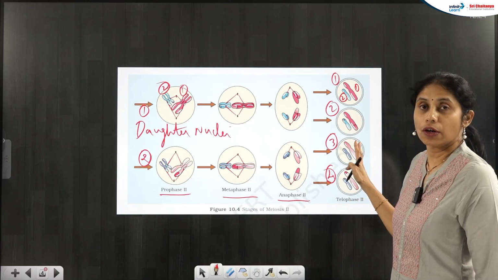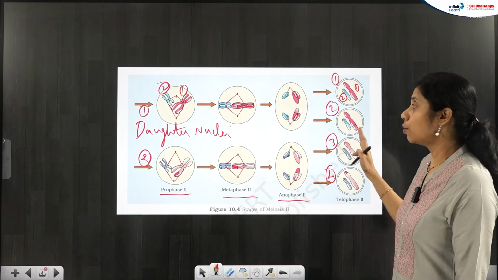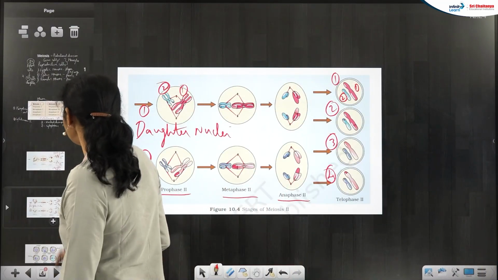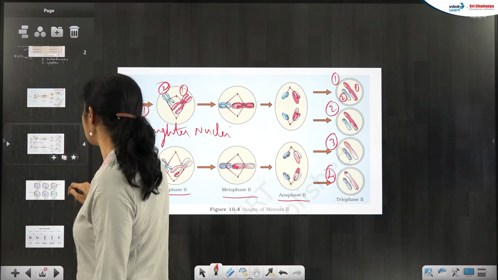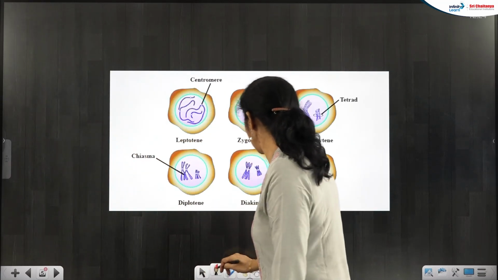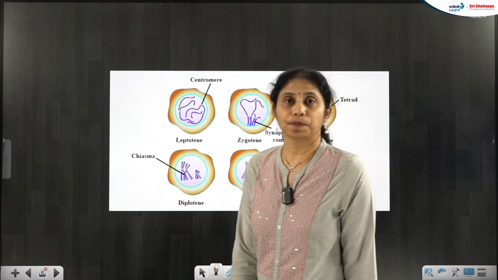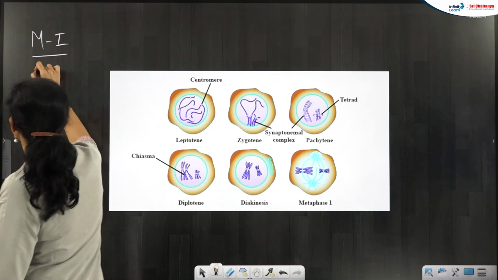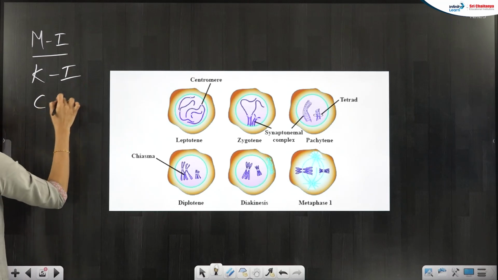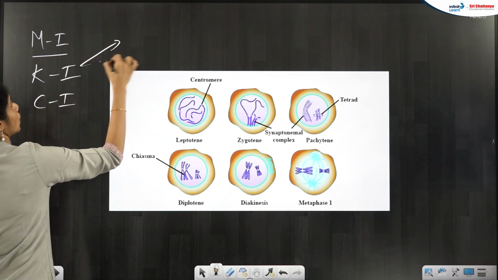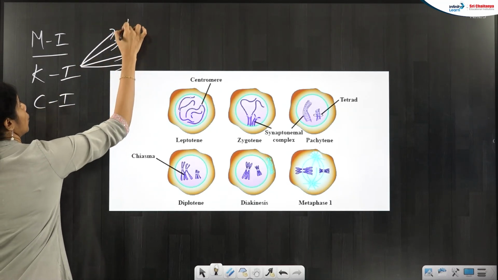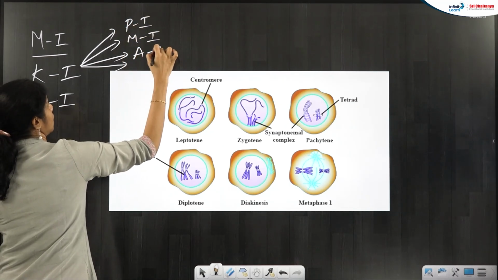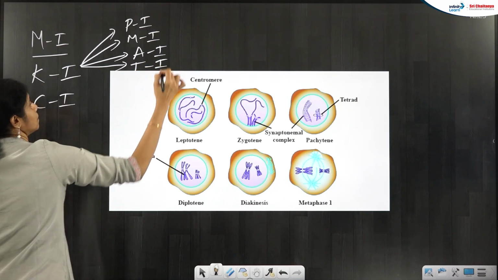So this meiosis is actually called reductional division, where the chromosome number is reduced to exactly half. Then let us see the subphases of meiosis 1. In meiosis 1, we have karyokinesis 1 and cytokinesis 1. In karyokinesis 1, we have the 4 phases: prophase 1, metaphase 1, anaphase 1 and telophase 1.